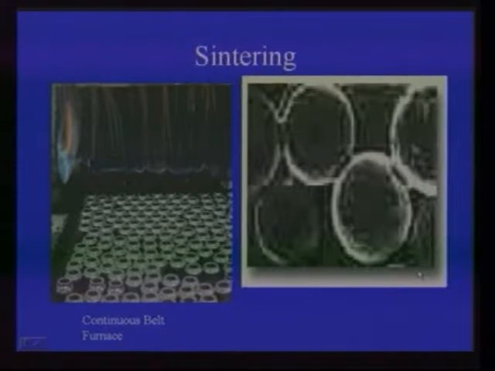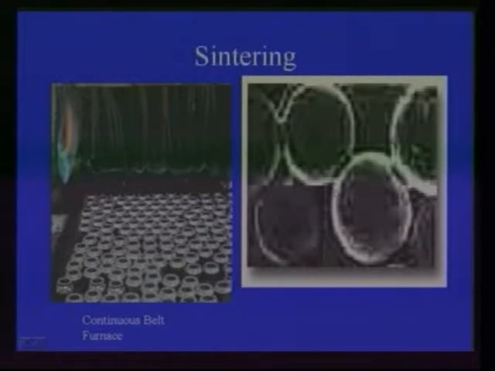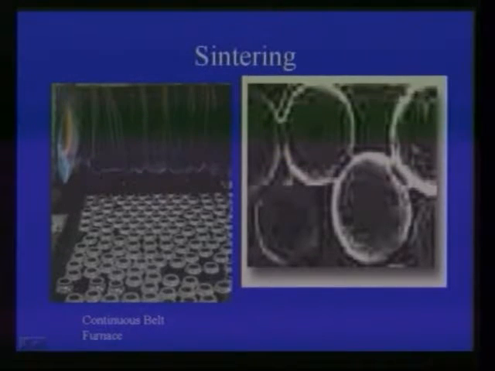Sintering is carried out in a continuous belt furnace. So this is the continuous belt furnace. In this, a number of components to be sintered are kept. Here this diagram shows how the grain boundaries are developed. The developing of grain boundaries takes place simply by diffusion of the metal atoms along the adjacent edges.